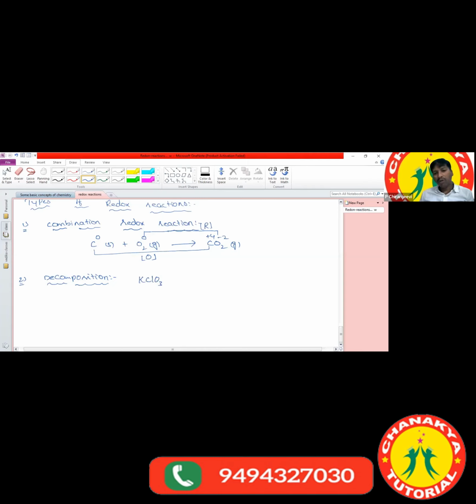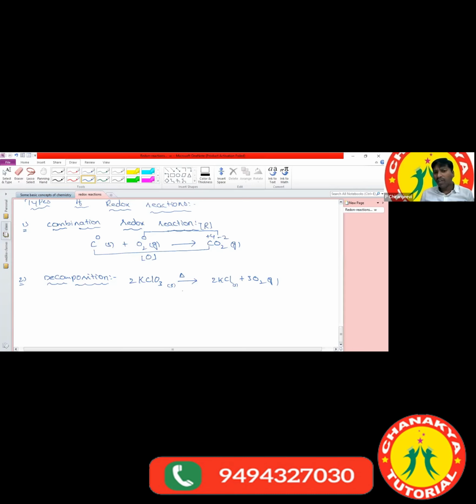KClO3. If you take 2 moles of KClO3, it forms 2 moles of KCl plus 3 moles of oxygen gas. Actually it is a solid, and it is heated at high temperature. When heated at high temperature, it undergoes decomposition to form 2 moles of KCl plus 3 moles of oxygen gas.